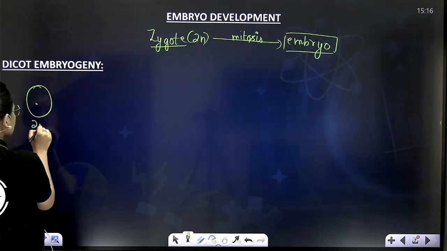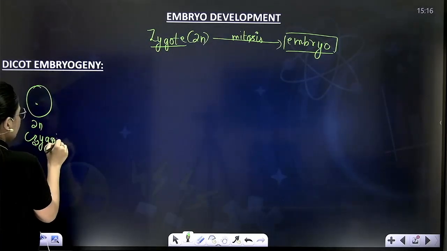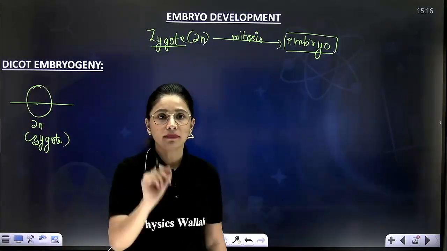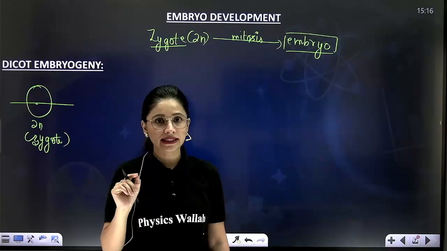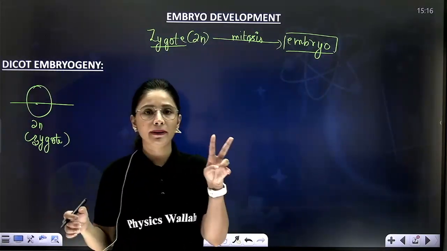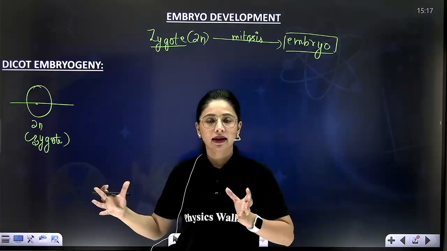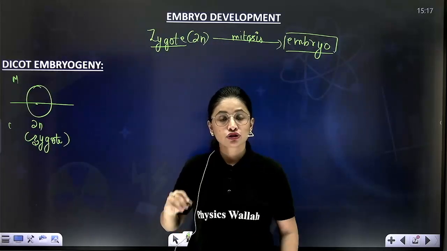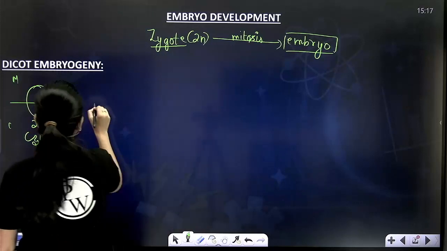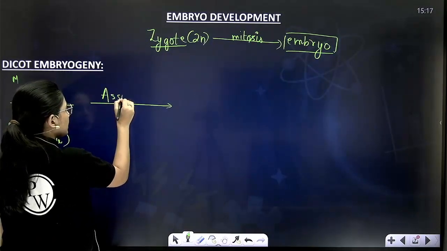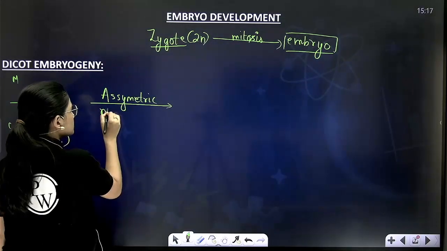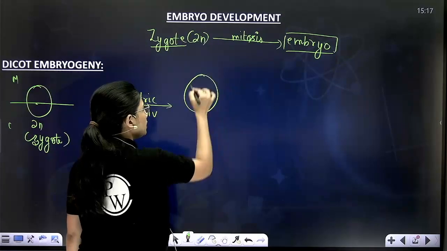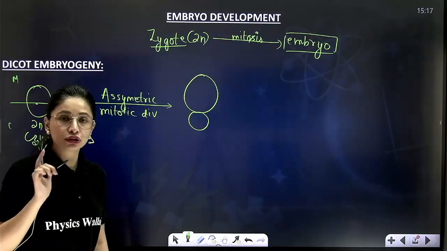So this is my zygote. Now, what is going to happen with this zygote, beta? The zygote is going to undergo first asymmetric transverse mitotic division. One mitosis will take place, asymmetric. Asymmetric means two cells will be produced, but one will be larger and another will be smaller. This portion is micropylar, this is chalazal. So towards the micropyle, a larger cell is produced. Now, what happened, beta? Asymmetric, unequal, transverse mitotic division took place, due to which one larger and another smaller cell is produced from zygote.